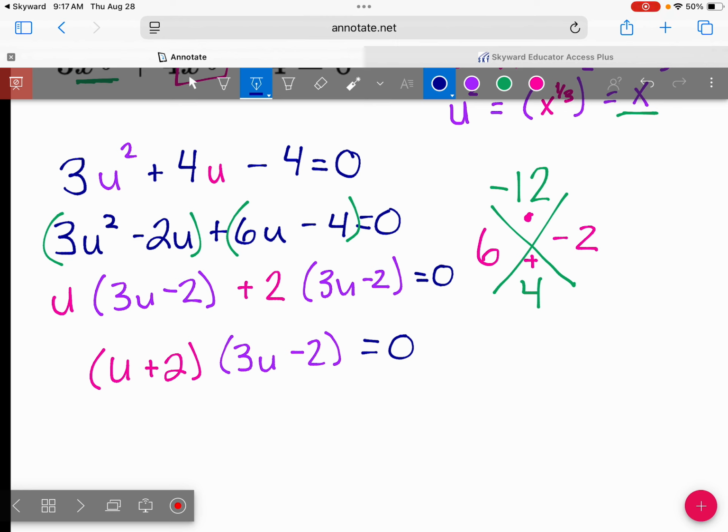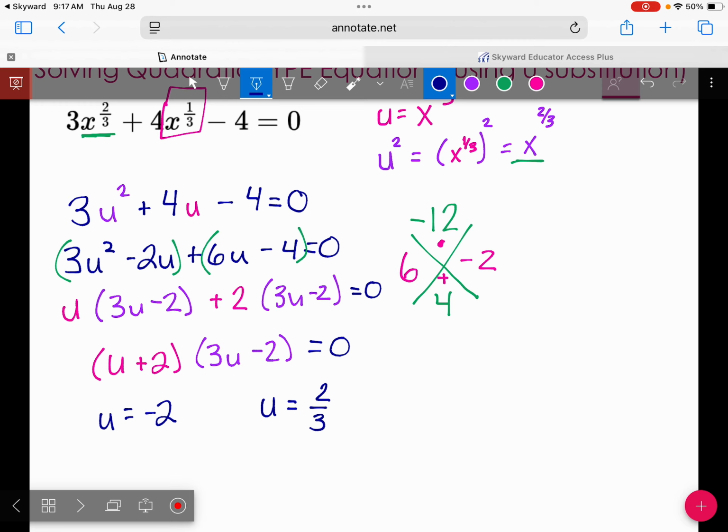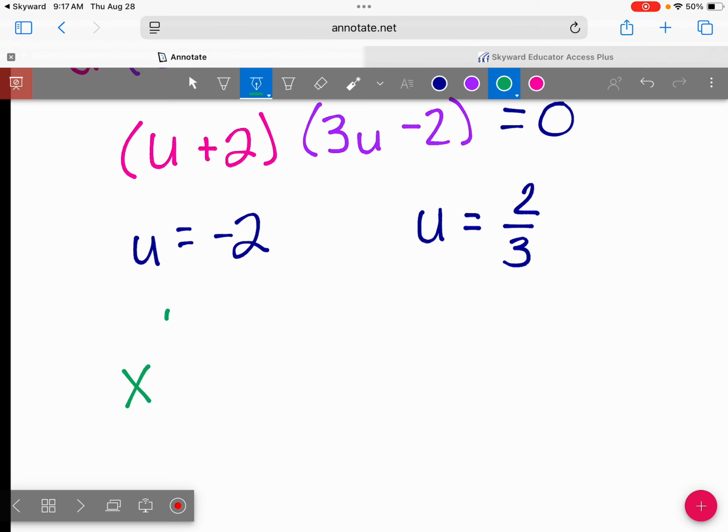What do we get as our solutions for what u equals? U equals -2 and u equals 2/3. Exactly right. But again, we weren't asked about u, we were asked about x. So we've got to switch them back in. We have x to the 1/3 is what our u was. So this is really x to the 1/3 equals -2, and x to the 1/3 equals 2/3.